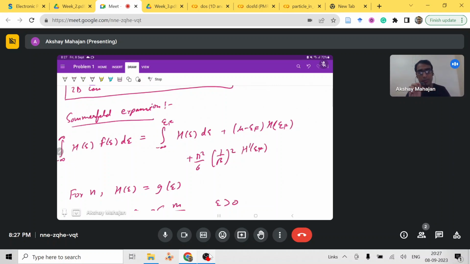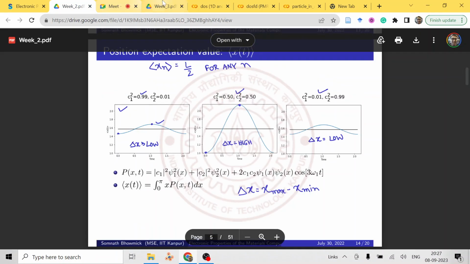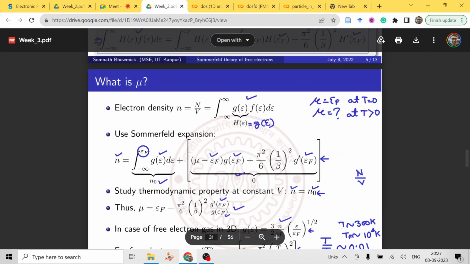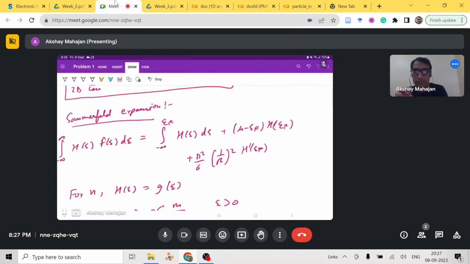Okay, this is the Sommerfeld expansion. I hope I have written the Sommerfeld expansion correctly. Let me just check it. Okay, yeah, got it. G of epsilon f. Yeah, I just got confused a little bit here. Sorry about that.